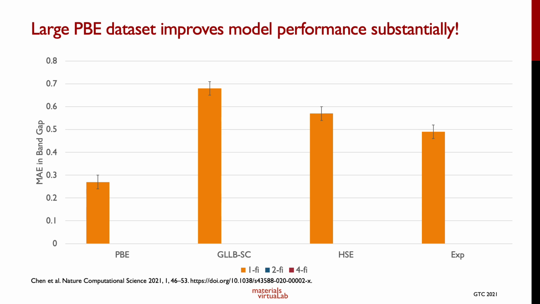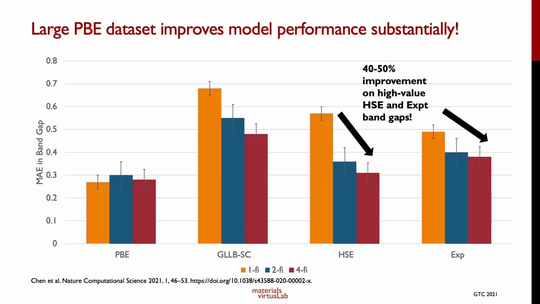So this is the performance, the mean absolute error in the band gap for each of the data sets, if we develop materials graph network models for each of the data sets individually, right? And you can see, of course, the PBE has a very low mean absolute error, but the smaller data sets, like the HSE and the experimental band gaps, have a much larger mean absolute error. By using multi-fidelity data with the multi-fidelity graph network, we can actually achieve about a 40 to 50% improvement on the high value HSE and experimental band gap predictions.